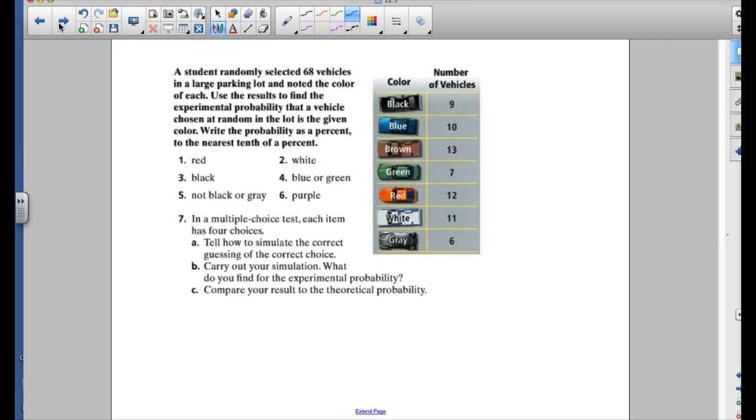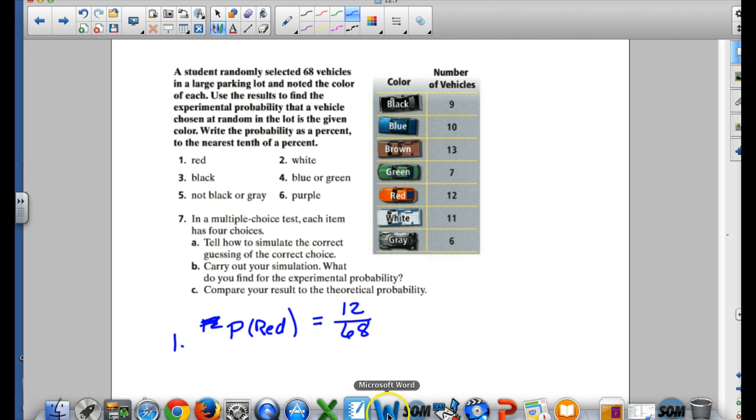And let's look at here. It says a student randomly selected 68 vehicles in a parking lot and noted the color of each. Use the results to find the experimental probability that the vehicle chosen at random in the lot is the given color. What is the probability as a percent to the nearest tenth of a percent? Let's do one. Let's say red, and there's 68 vehicles. In red, there's 12, so for number 1 here, it was 12. I'm going to say the probability of red is 12 out of the total number of vehicles, which is 68.